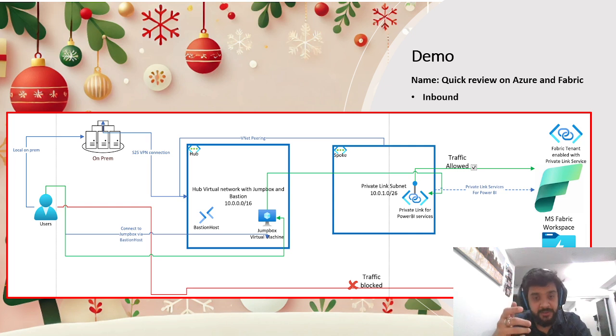So I would have to go to the jump box. Well, if I had on-prem, I'd go to on-prem first, or I'd be on-prem, and then traverse the site-to-site VPN, and then go to the hub, get onto the jump box, open the jump box, access the same thing, app.fabric.microsoft.com, and you should be successful.